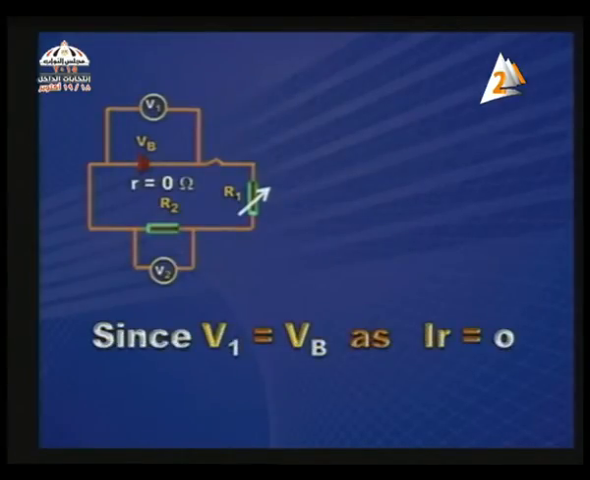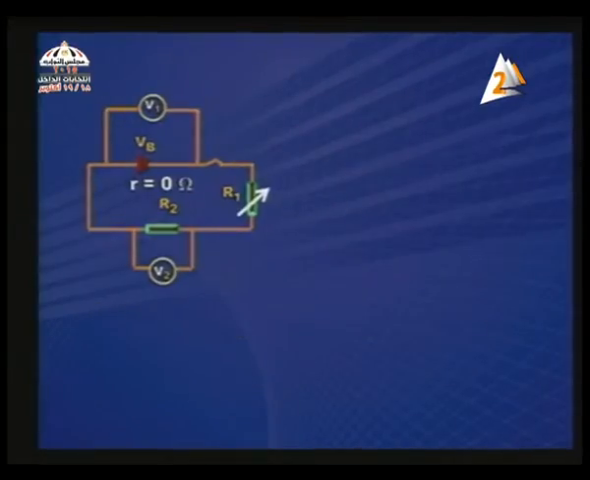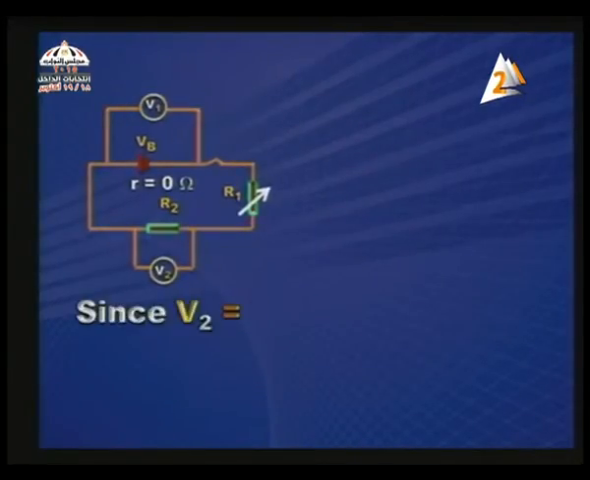Okay, V1 equals V battery as Ir is equal to 0. Ir equals 0, why? Because the internal resistance of the battery is given to be equal to 0. So V1 equals V battery, and it won't change because V battery is unchanged. Therefore, V1 remains unchanged. And what about V2?